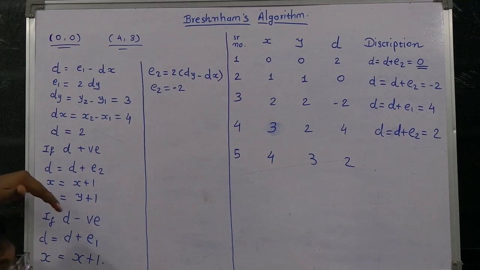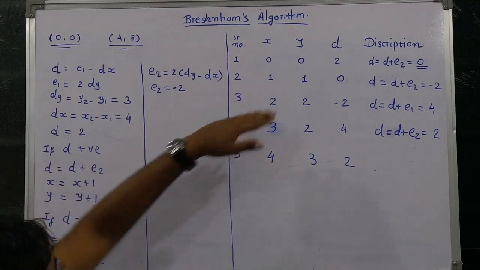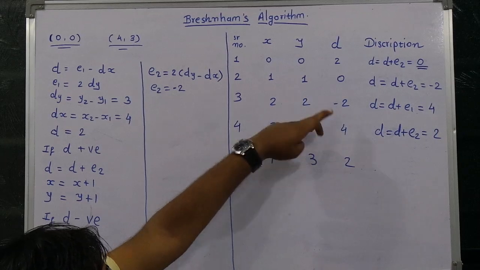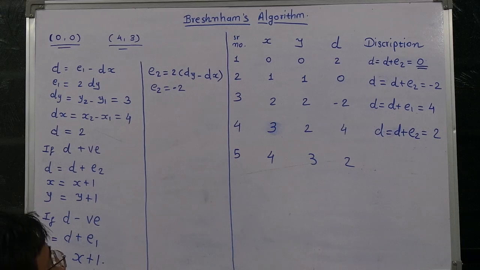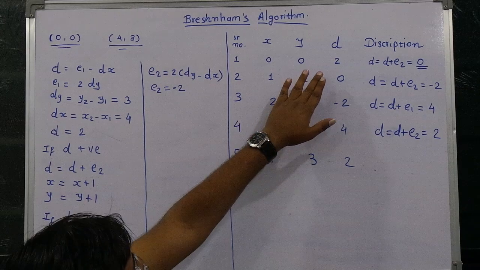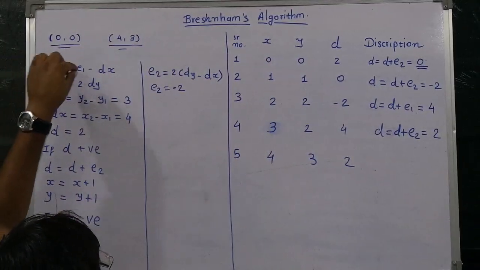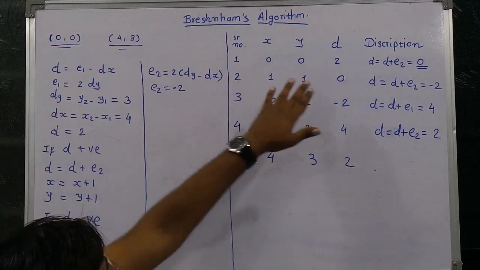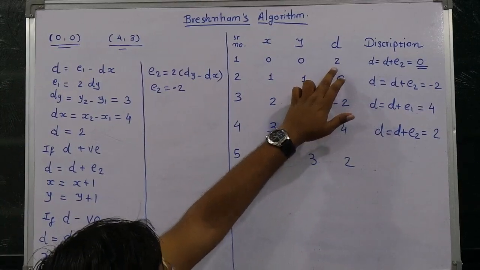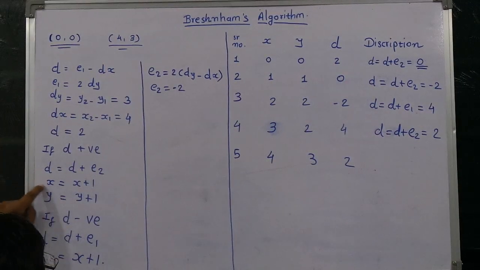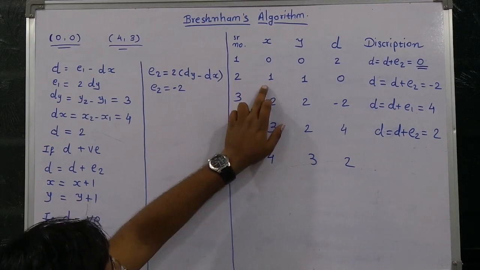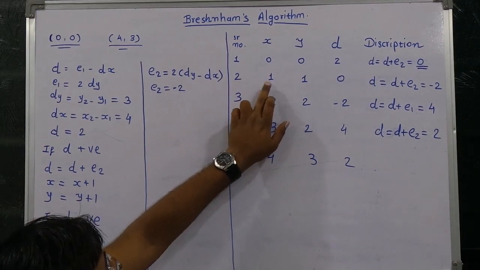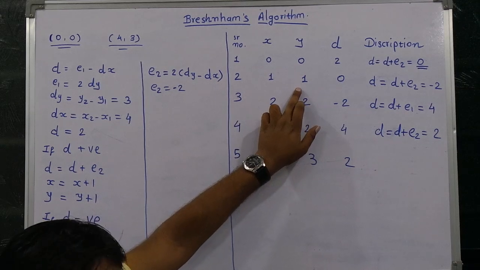And if d is negative, d is equal to d plus E1 and x is equal to x plus 1. The value of d will be clear from the equation E1 minus dx, so it is equal to 2. It is positive, and positive means x is equal to x plus 1 and y is equal to y plus 1. So what is written here? x plus 1, 0 plus 1 is equal to 1, and y plus 1 is equal to 1.